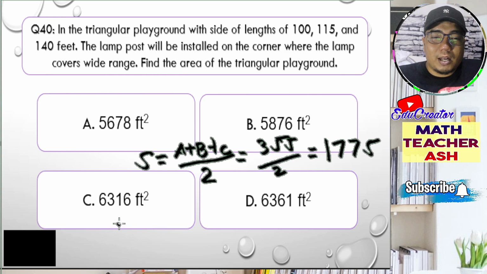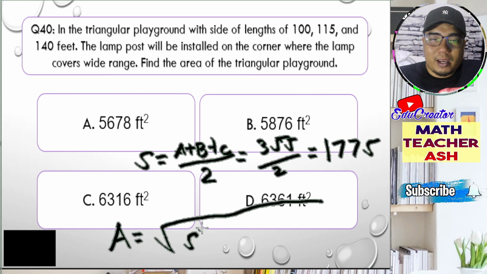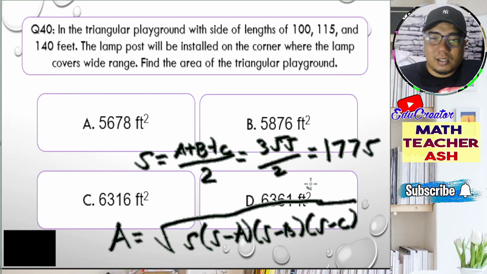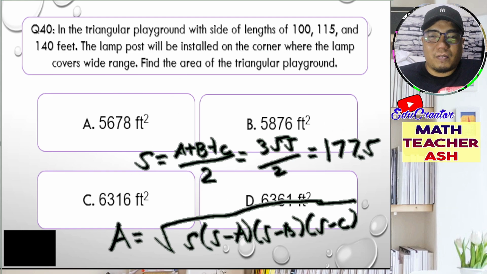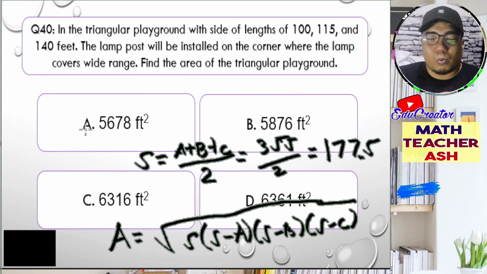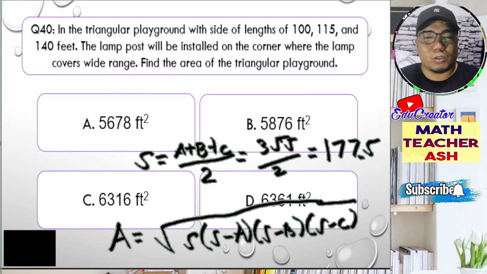Once you obtain the S, you can now apply Heron's formula, which is given as the square root of S times S minus A times S minus B times S minus C. So in this case, 177.5 minus 100, 177.5 minus 115, 177.5 minus 140, and then you multiply the 4 factors, and the answer of that, you get the square root, and that will be your final answer for this problem.